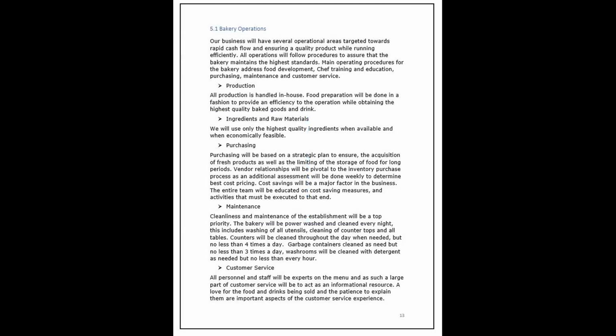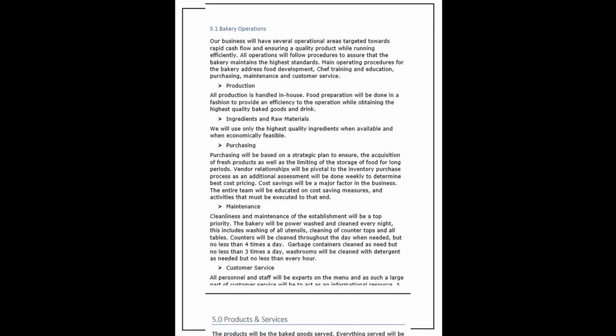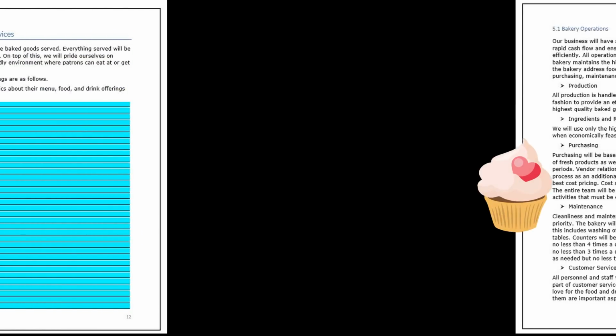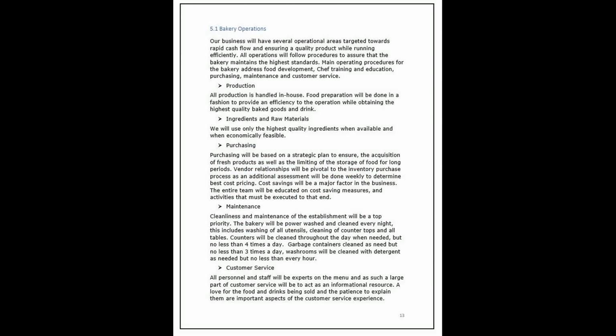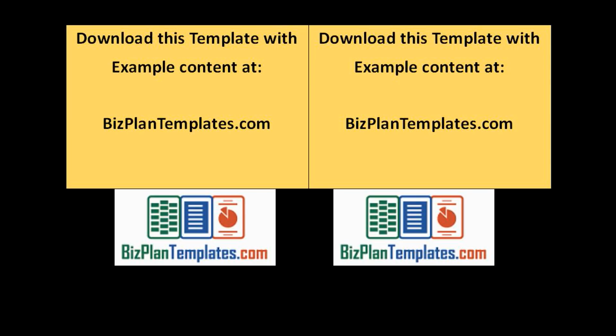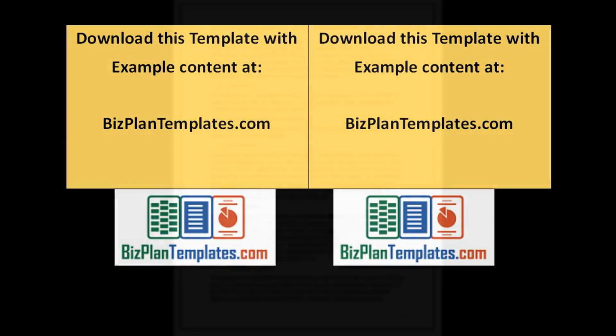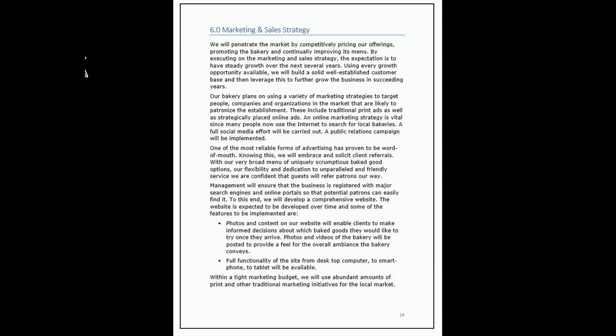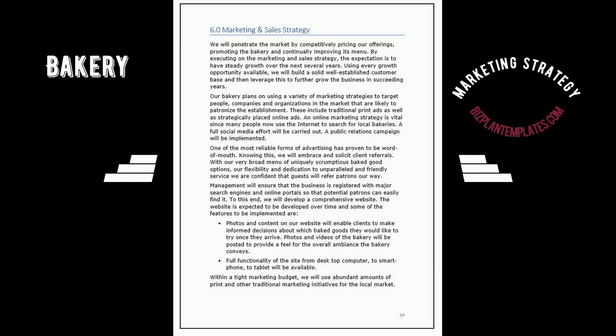When using the plug-and-plan template, under the Products and Services section, users will want to type in the specific products and/or services the company will be offering. There is sample content for a company in the industry that can be used as a base guideline or utilized as is.